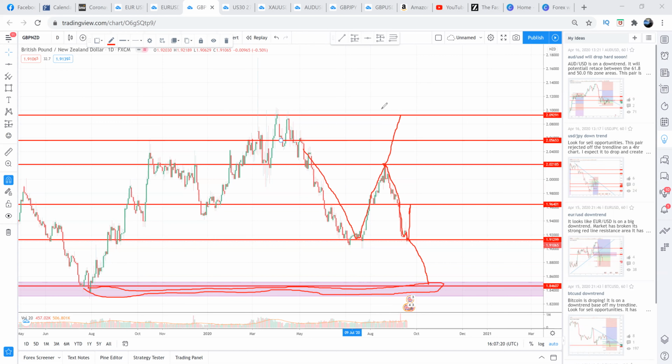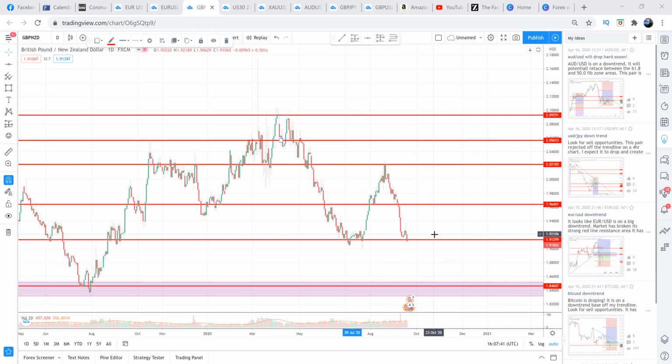So you just gotta be mindful. And this could take clearly more than a week. As you see, these are daily candles, definitely more than a week. So that's the thing about swing trading. You have to be patient and you have to have your targets.